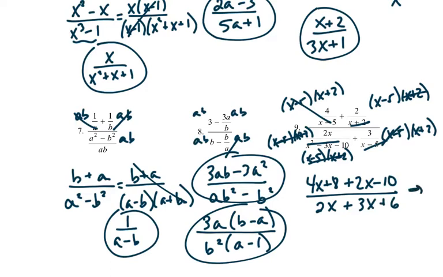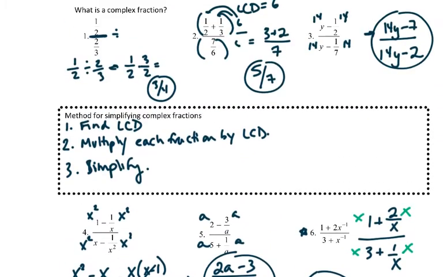So here we're going to just combine everything, 6x minus 2, 5x plus 6. And I guess you could pull a 2 out of the top, but you don't need to because it wouldn't allow anything to cancel. So that's it, complex fractions.